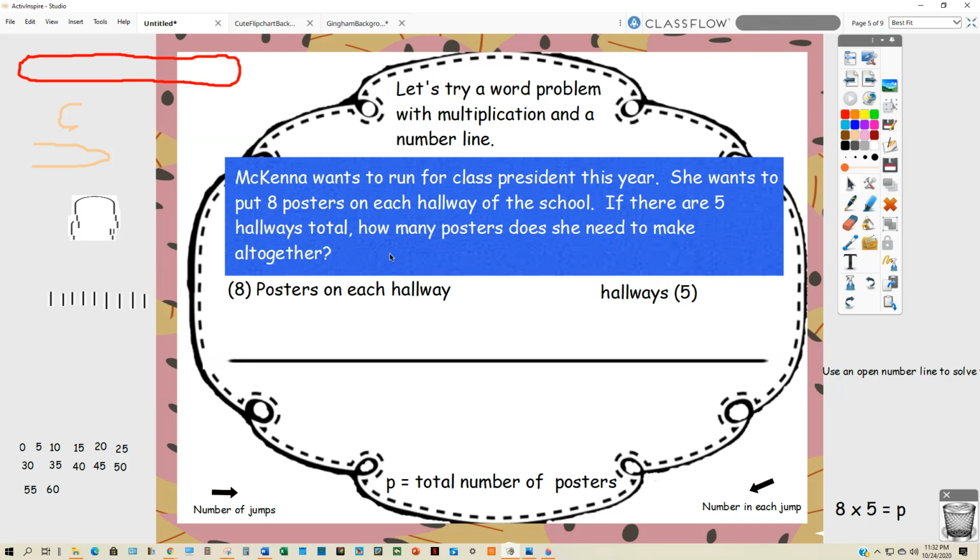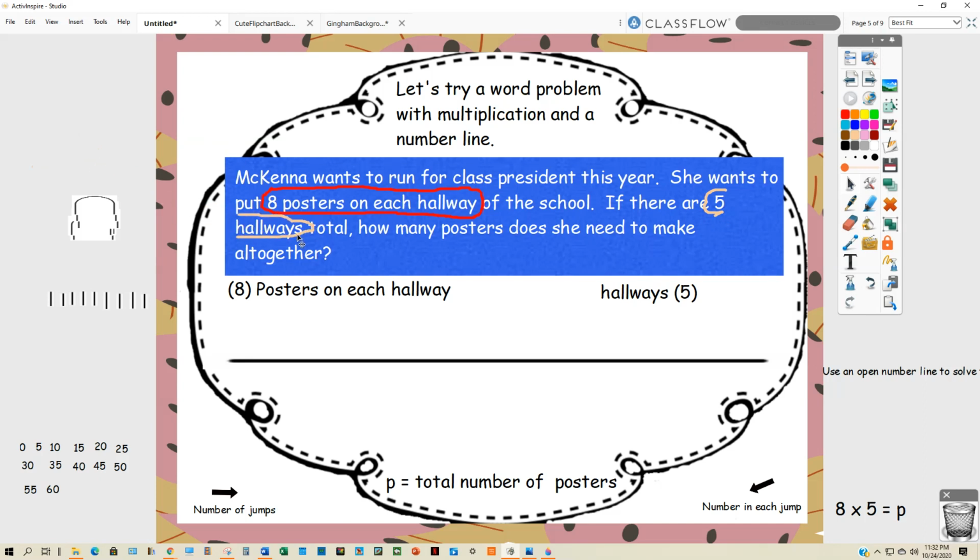Okay, now I'm going to go through and find the important information and look at the situation that's in the problem, so I can figure out the strategy to use. My first thing that I notice is there are 8 posters on each hallway. Now there's another number here that I need to look at.